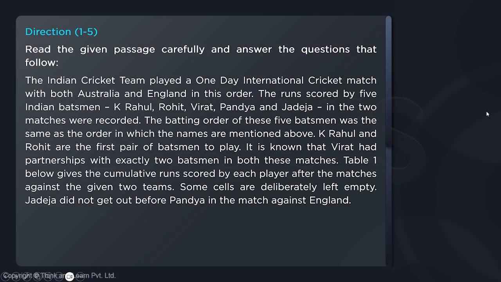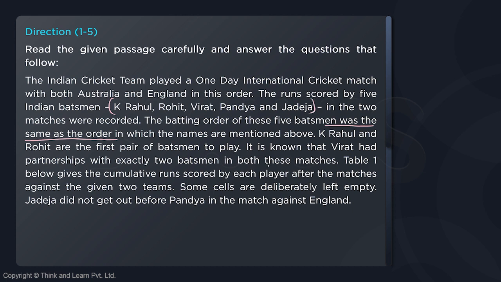So this set says the Indian cricket team played a one-day international cricket match with both Australia and England in this order. The runs scored by five Indian batsmen, that is K. Rahul, Rohit, Virat, Pandya, and Jadeja in the two matches were recorded. The batting order of these five batsmen was the same as the order in which the names are mentioned. So this is an important piece of information: the batting order remains the same as mentioned before.